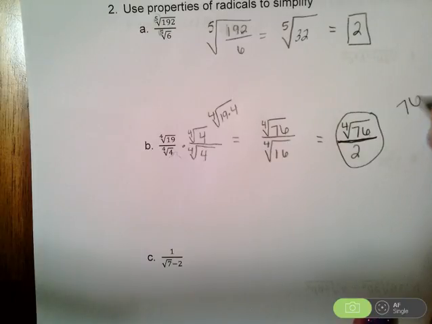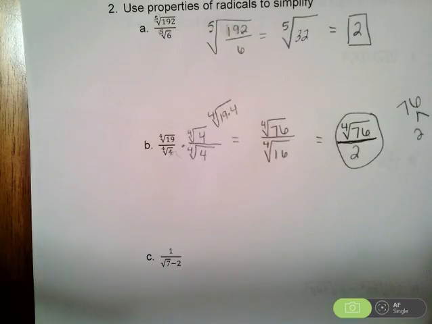If you were curious why 76 doesn't simplify, it goes down to 2 and 38, and then 38 simplifies down to 2 and 19. Okay, so there aren't any groups of 4, all right, if you were curious.